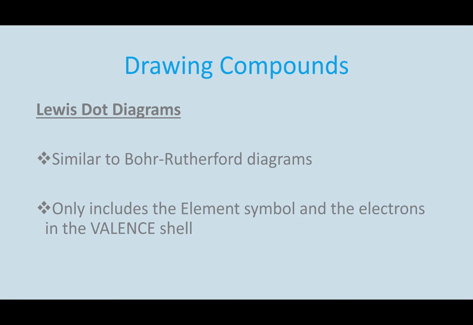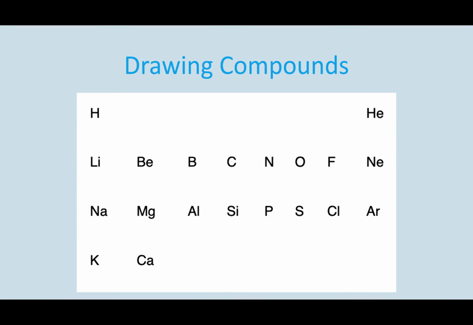However, they only include the element symbol and the electrons in the valence shell. They only require the electrons that are in the outermost shell. They don't care about the shells that are full, such as the first shell, so the 2 and then the 8 and so on. They're only worried about how many electrons are in the outermost shell. Like I said before, we're only really focusing on the first 20 elements in this course. So we're just going to draw the Lewis diagrams for the first 20 elements.